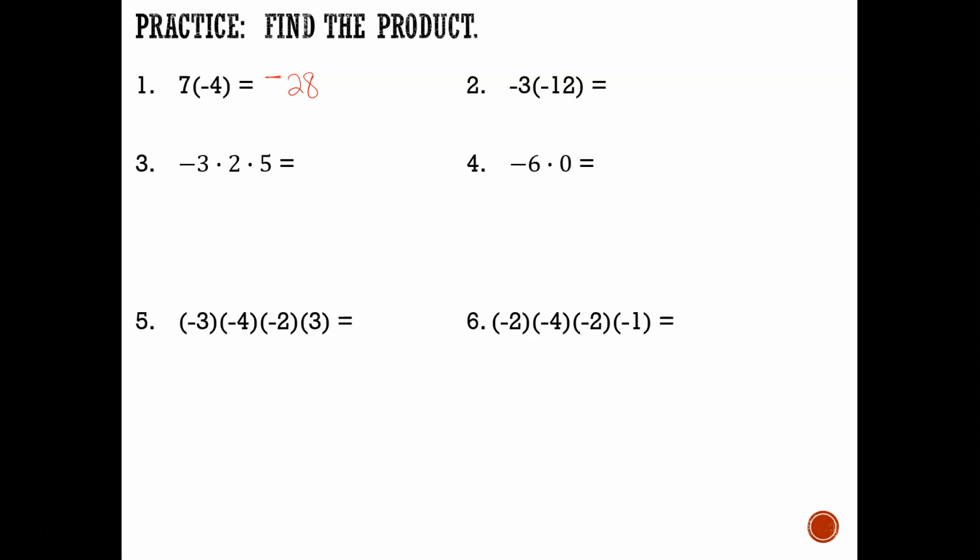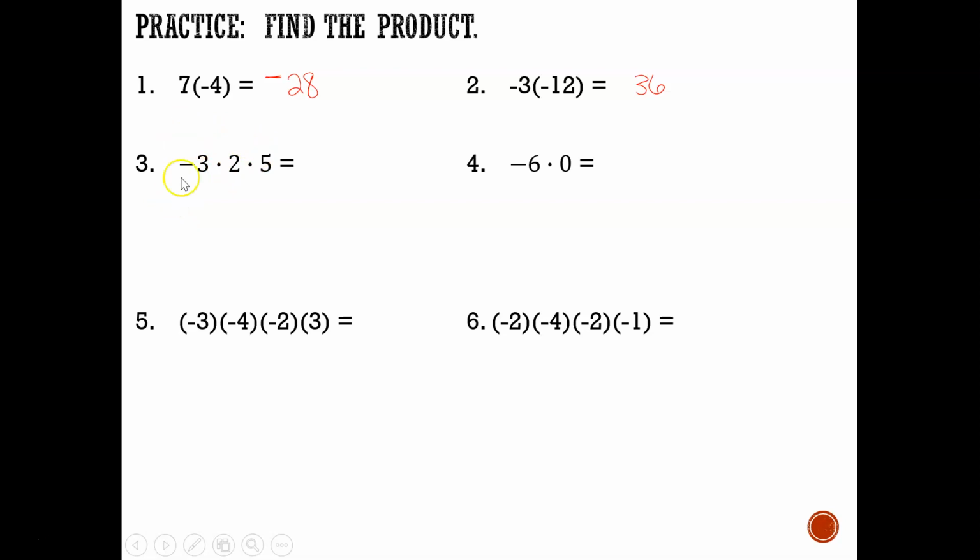Number 2, we're multiplying 3 times 12, and the answer to that is 36. And these have the same signs. They're both negative. That makes a positive answer. You don't have to put a plus. We'll just leave it as 36.